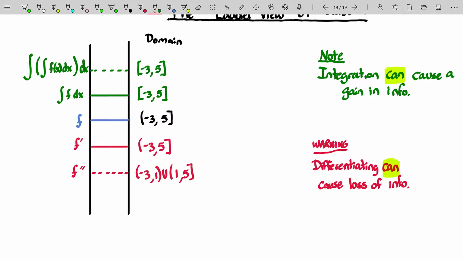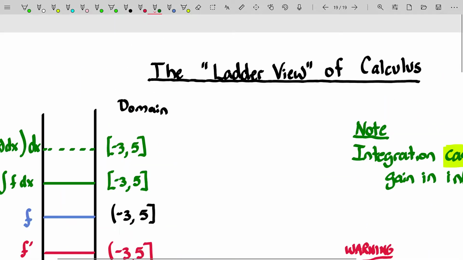Now, if you're in Calc 2 and you're in sequences and series, specifically power series and intervals of convergence, by the way, if you're in Calc 1, you're done with this conversation now. But if you want to stick around, I highly recommend it. There is some interesting information here.